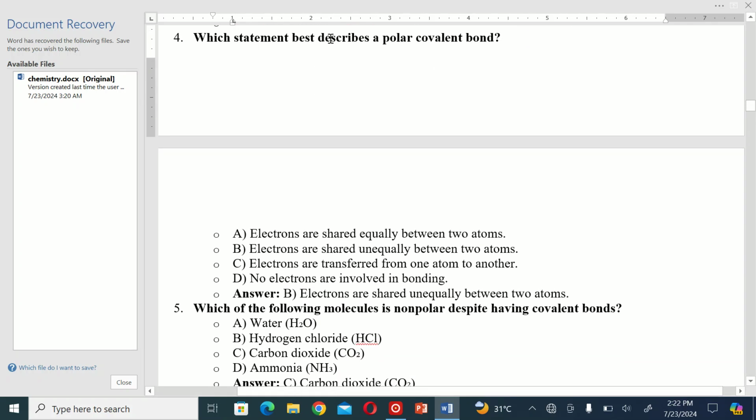Which statement best describes a polar covalent bond? A. Electrons are shared equally between two atoms. B. Electrons are shared unequally between two atoms. C. Electrons are transferred from one atom to another. D. No electrons are involved in bonding. So the correct option is electrons are shared unequally between two atoms.